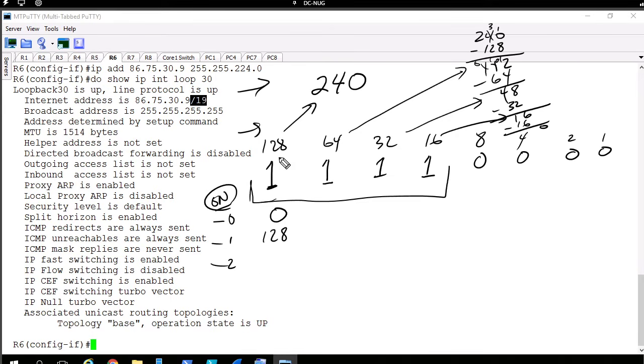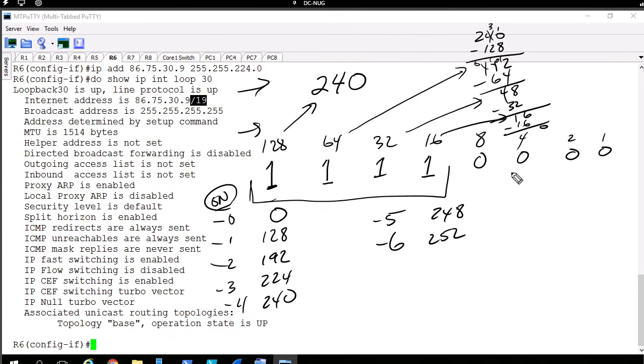So 2 bits on would be 128 plus 64, which would be 192. And then 3 bits on would be 128 plus 64 plus 32, which would be 224. And then 4 bits on, which would be what we just did, would be 240. And then 5 bits on would be this one plus this one plus this one. It would be 240 plus 8 more, which is 248. And then if we had 6 bits on, it'd be 248 plus 4 more, which would be 252. Is that right?